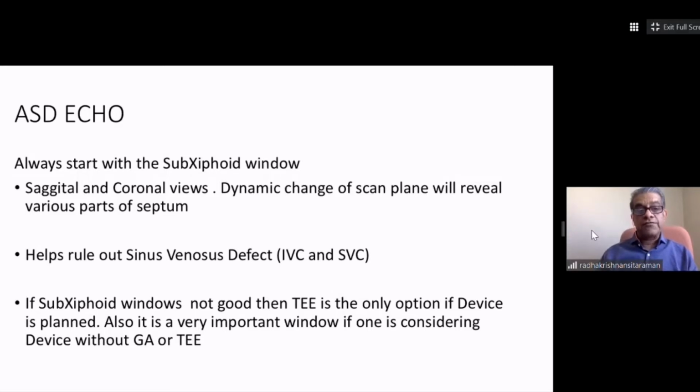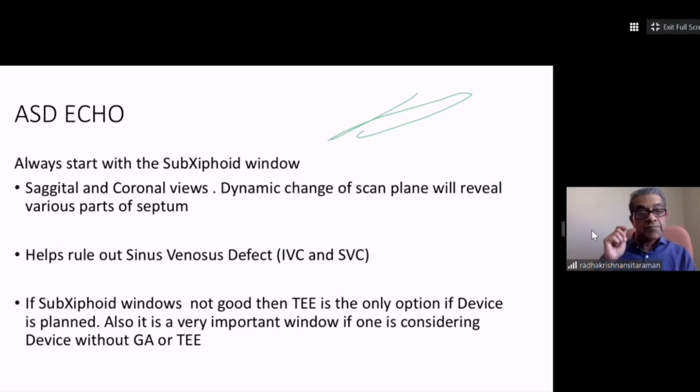Also, these views will help us to rule out sinus defects like IVC or SVC. But if the subxiphoid windows are not good, then TE is the only option, especially when you're trying to plan a device closure. Also, it is a very important window if one is considering a device closure without resorting to general anesthesia and TE.